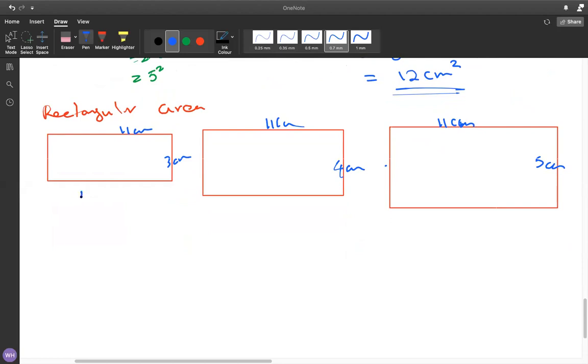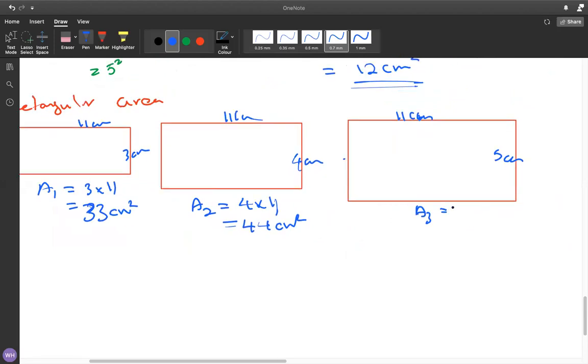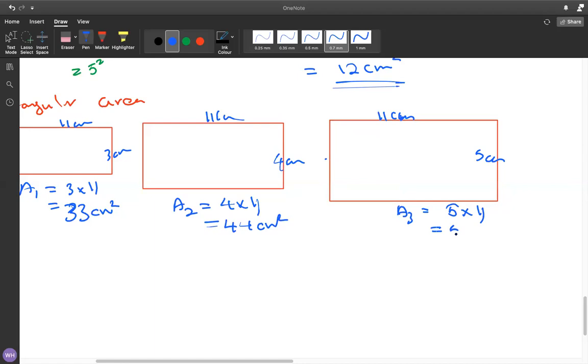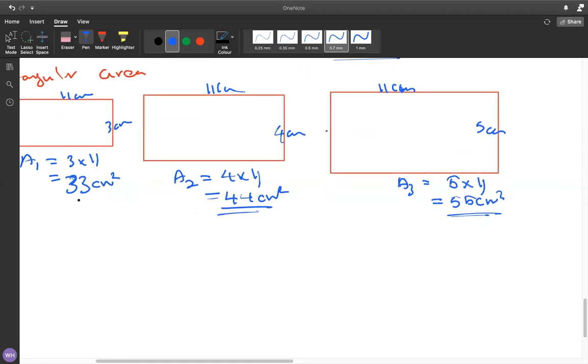Okay. So here, if you consider it A1, it will be equal to 3 times 11. Everybody knows it. It is 33 square centimeters. Right. What about this? If you consider it as A2, you have to multiply 4 by 11 or 11 by 4, anyhow, it is 44 square centimeters. And this is A3. So this is 5 by 11. Altogether it will be 55 square centimeters. Likewise. So now you can find the total area of this.